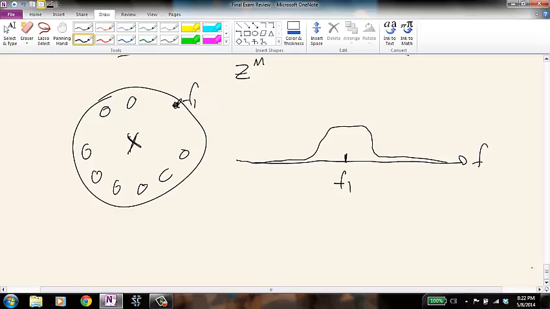So, questions about this? All for filtering. Any other questions about filtering? That was what I had for filtering. Did you want to talk any more about the Laplace transforms?